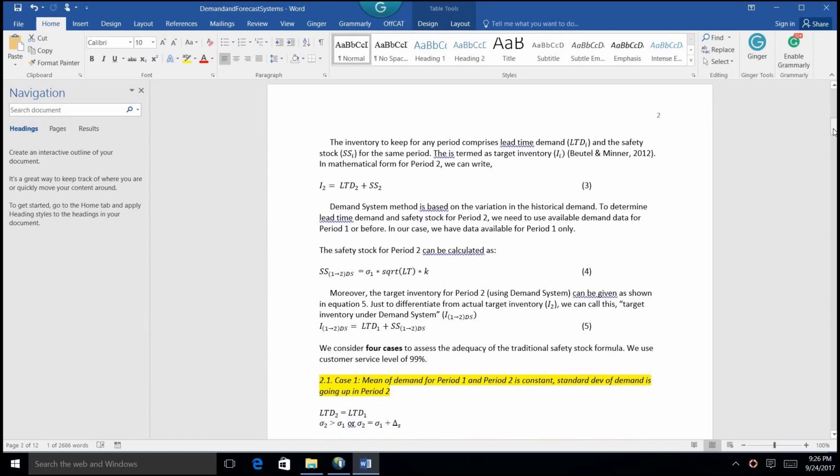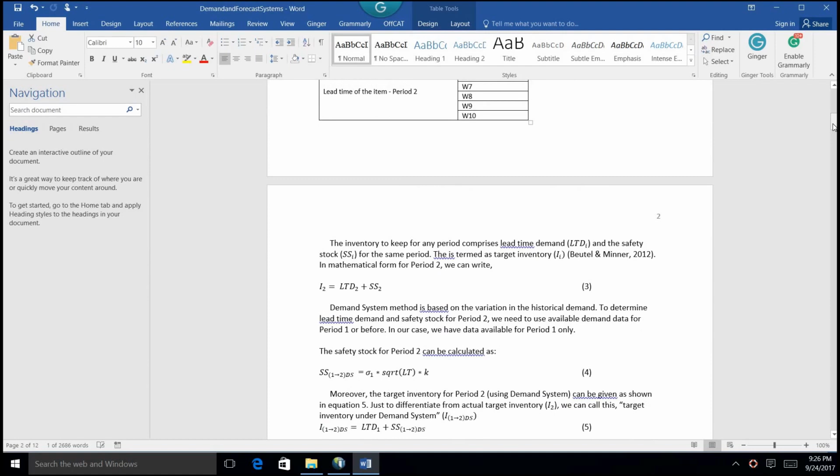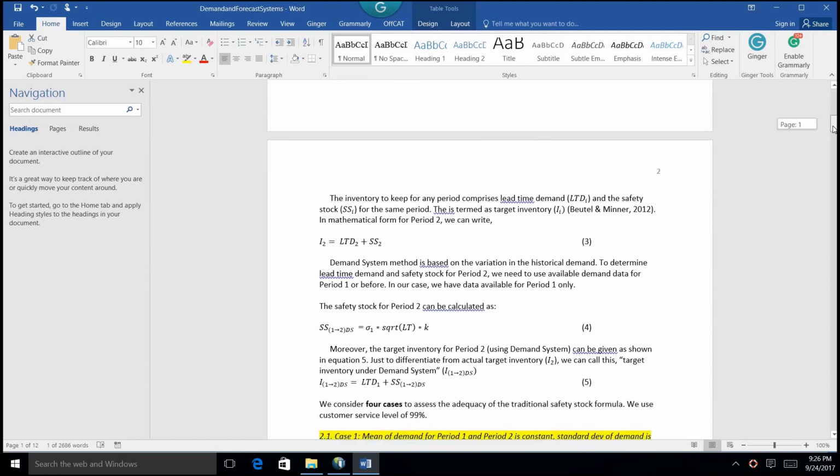So in the real world, this really happens as well. Because in the real world you also calculate safety stock for the next period, or the following period, while you are sitting in the current period, because you do not know the demand for the same period for which you are calculating safety stock.